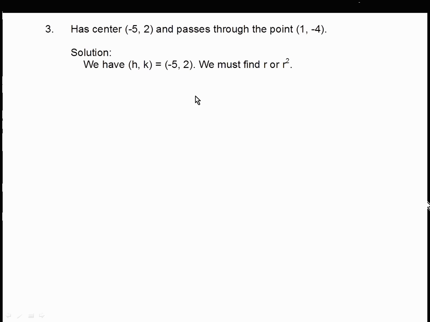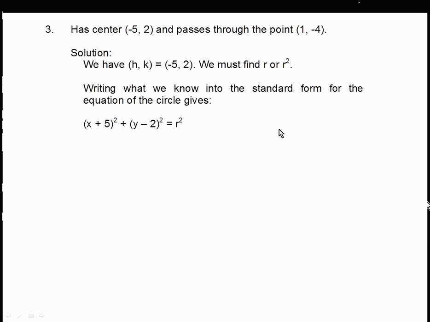Number 2. It has center -5, 2 and passes through the point 1, -4. I've got my H, K. All I need is my R, or technically R squared. So H, K is -5, 2. So we have to find R, or R squared. Okay, now before we looked at the distance between the center and a point on the circle to get the radius. This is going to be another way to do it.